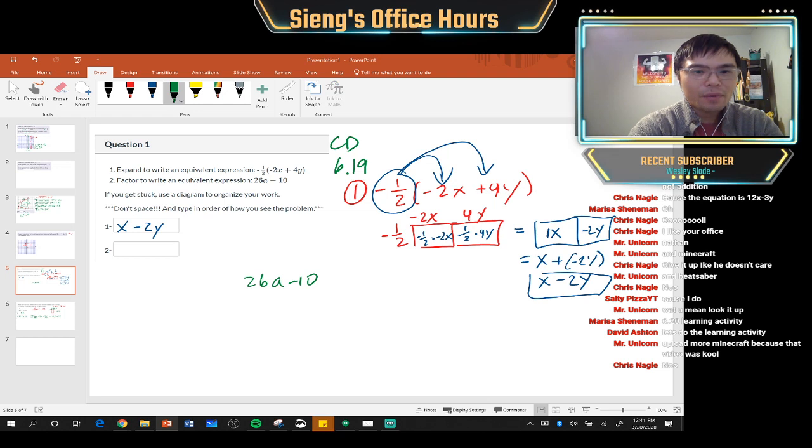So with that cooldown, remember if we're trying to factor something out, we have 26a minus 10. We're trying to see what divides each one of those, and we can see it's 2. So I divide those out. I have 2 on the outside times what we divided out, 13a minus 5. So that should be your answer for that 6.19 cooldown.